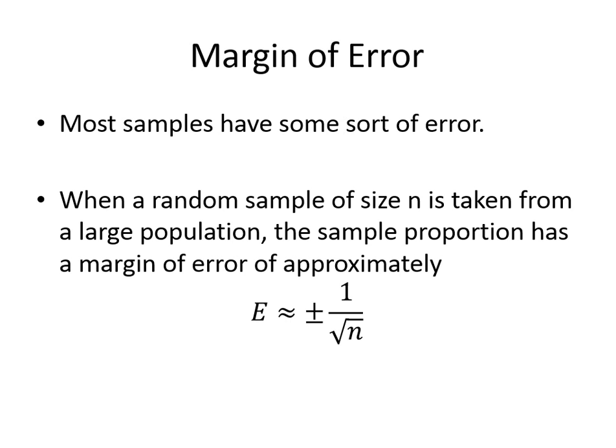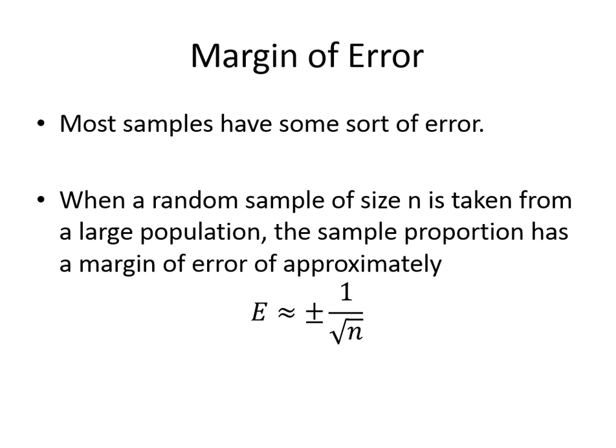And so to find the margin of error with a random sample, your margin of error will be approximately plus or minus. You always want to do plus or minus because the number can always be larger or smaller percentage-wise. 1 over the square root of the total number of data points that you have. So the larger the sample, the smaller the margin of error is.